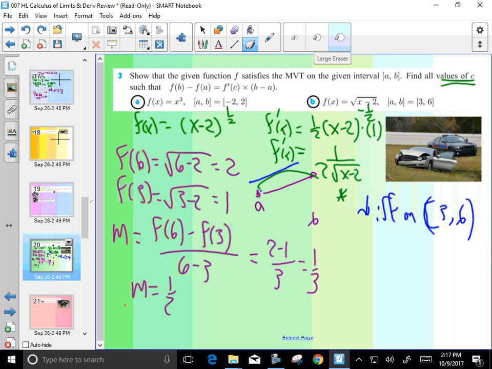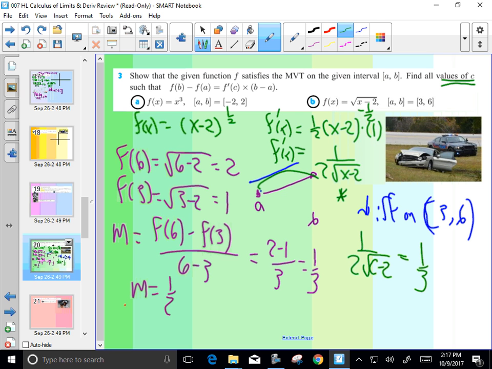Now we're going to find the values of c. Now magically, can I just take this derivative, 1 over 2 square root of c minus 2 equal to 1/3? Will there be a value on 3 to 6? Magically, yeah, there will be. It's the mean value theorem. And it should be somewhere between 3 and 6.